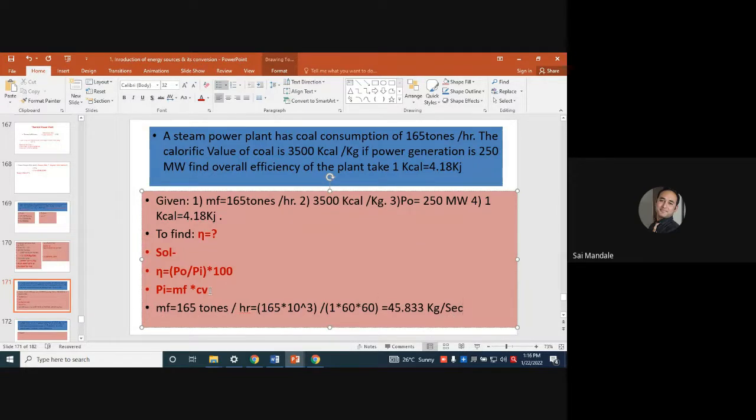Now I want this CV. CV is equals to 3500. Now look at here. CV is given in kilocalorie per kg, but we don't want this in kilocalorie per kg. We want it in kilojoule per kg or joule per kg. So how to convert? Here it is given that 1 kilocalorie is equals to 4.18. So I have to make a copy.